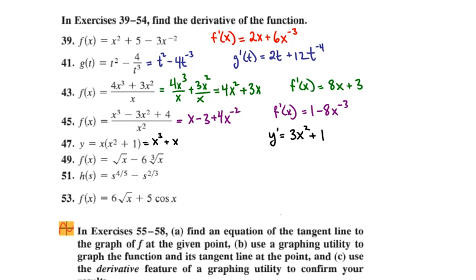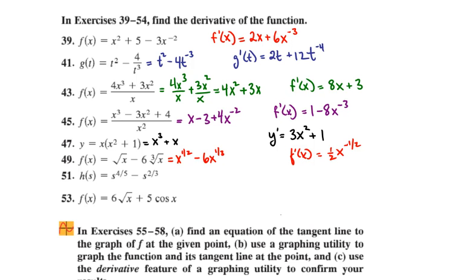With problem 49, we're going to rewrite again. So square root of x, remember, is x to the 1/2 power. Then minus 6 cube root of x, which is x to the 1/3 power. Now we're ready to apply the power rule again. So the derivative of x to the 1/2 is 1/2 x, then reduce 1/2 by 1 gives us negative 1/2.